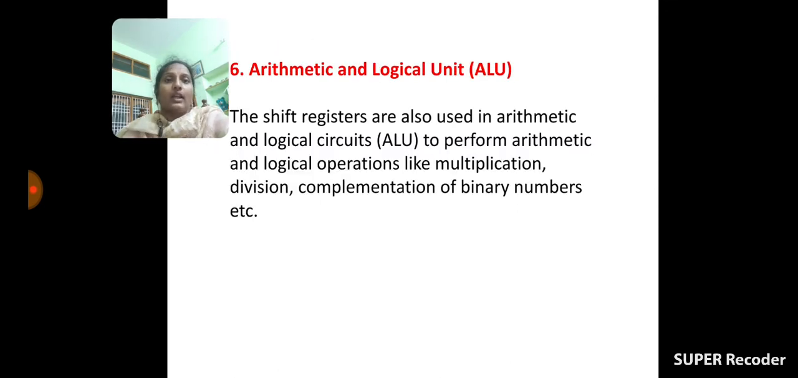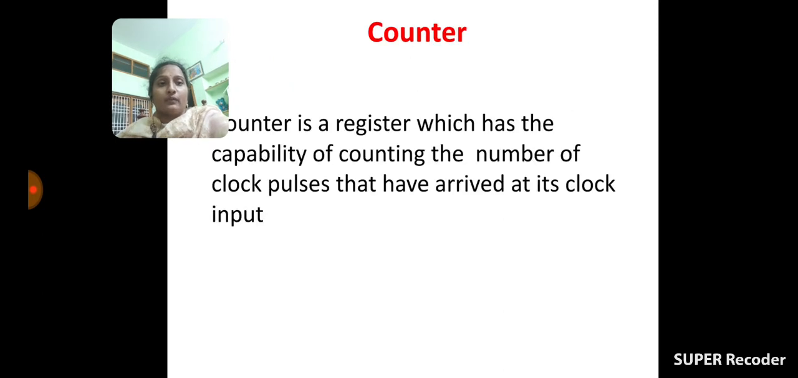So this is about basic ring counters. Next application is the arithmetic and logic unit. All these are applications of registers. Shift registers are also used in arithmetic and logic circuits to perform arithmetic and logical operations. Which kind of arithmetical operations? Like multiplication, division. Which kind of logical operations? Complementation of binary numbers. With the help of our T flip-flop, we get the complement. If we apply 0, we get 1. If we apply 1, we get 0.